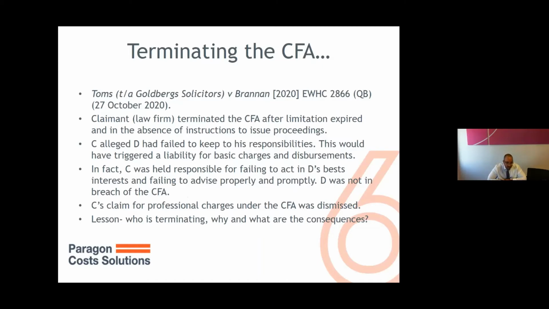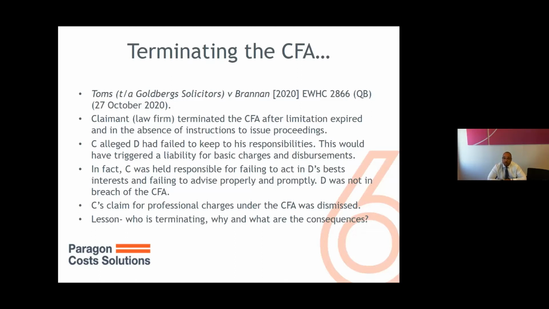Terminating the CFA, and this is particularly important, I think, for you to understand, first of all, whether you're entitled to terminate a CFA, and certainly that's something that James and I are instructed to advise upon at the moment, whether a CFA was properly terminated, and if you do, what are the obligations, responsibilities and liabilities. So in this case, the claimant was the law firm. They terminated the CFA after limitation period expired because the client hadn't given them instructions to issue.